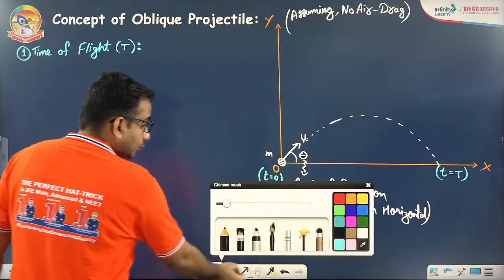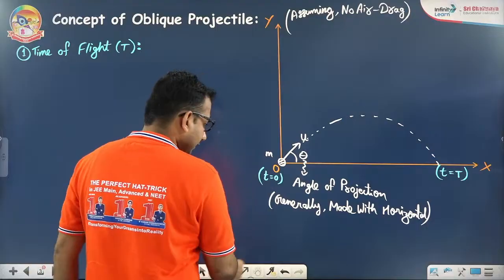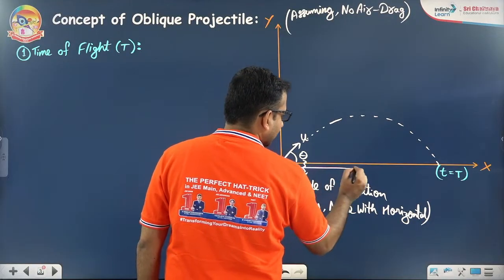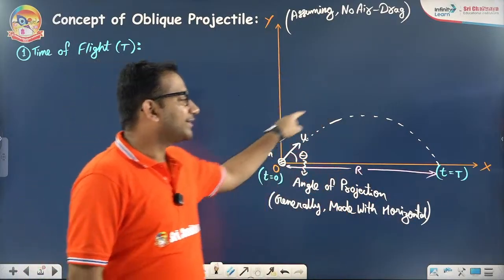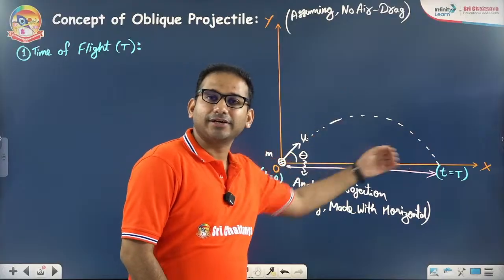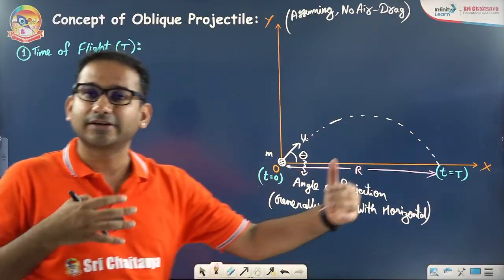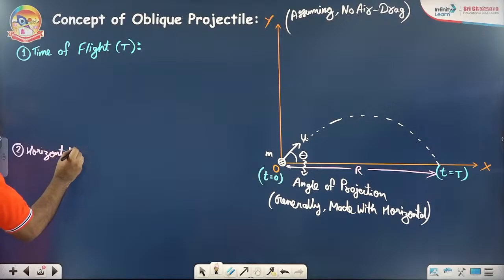Throughout its flight, throughout its journey, whatever distance it covers in the horizontal direction is called horizontal range. I repeat, whatever is the horizontal distance or displacement covered in the horizontal direction is defined as horizontal range. All right.